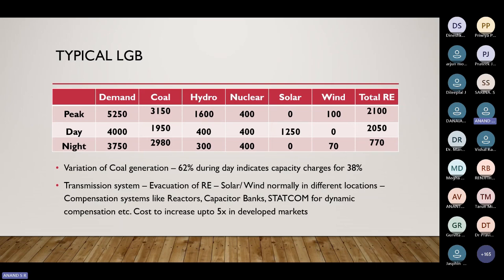And even with that, they are not able to evacuate the entire generation capacity, the entire RE generation capacity that has come into the grid. So the generators as well as consumers have to pay more transmission charges. And if generators are paying, where does it come from again? It only comes from the consumers. So the consumers have to pay more transmission charges.